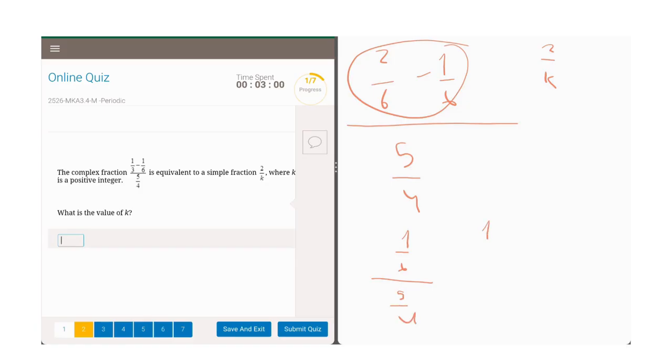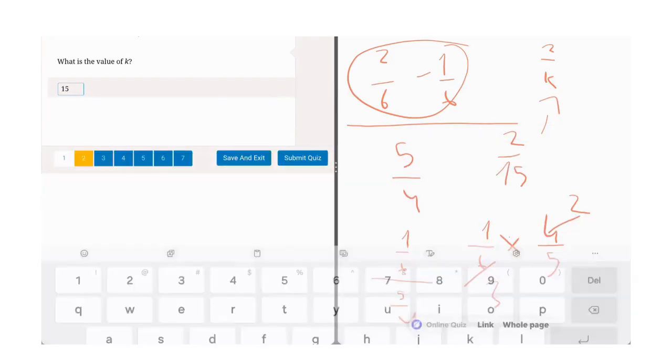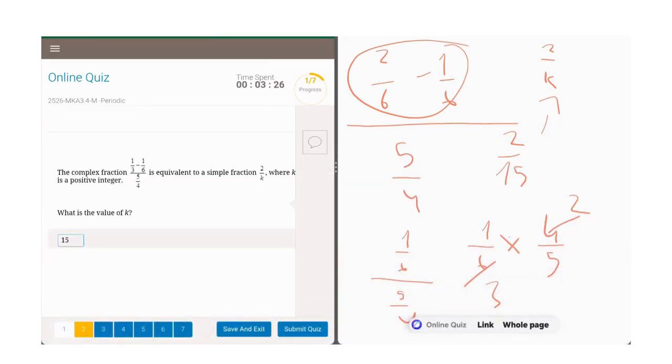We can rewrite this as 1 over 6 divided by 5 over 4. Again, we can do keep, change, flip. So 1 over 6 times 4 over 5. You can simplify 4 and 6. It will become 3 and 2. So you're going to be left with 2 over 15. What they wanted at the start is 2 over k. So we can just write 2 over 15 here. So k would be 15.